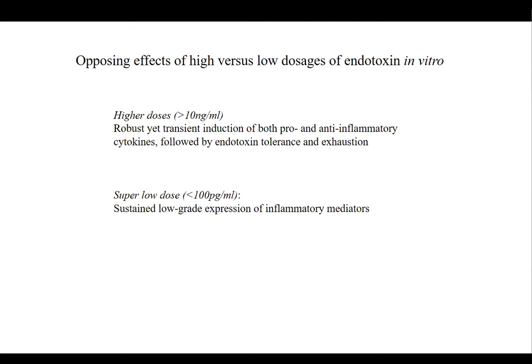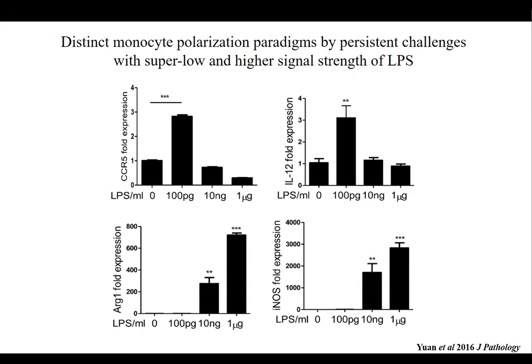This is a report we published a couple of years ago in the Journal of Pathology, where we take bone marrow primary monocytes from mice and culture them in the presence of MCSF to maintain their survival. We culture them for 5 days. During this 5-day culture, we repetitively inoculate them with different dosages of endotoxin.